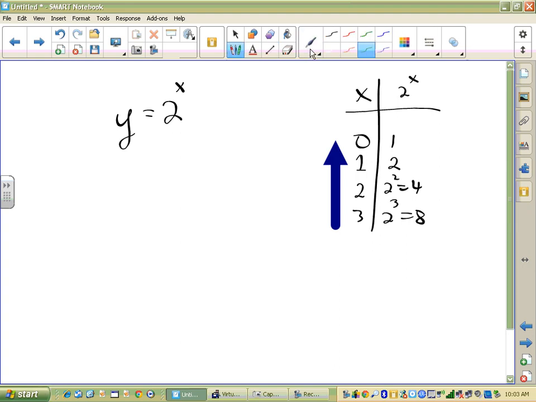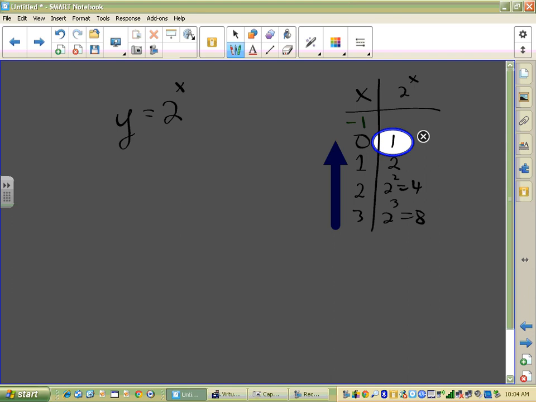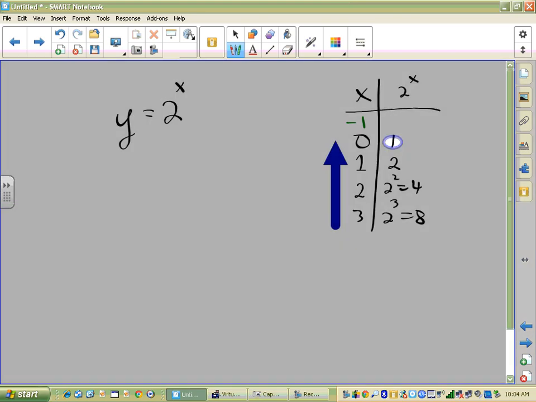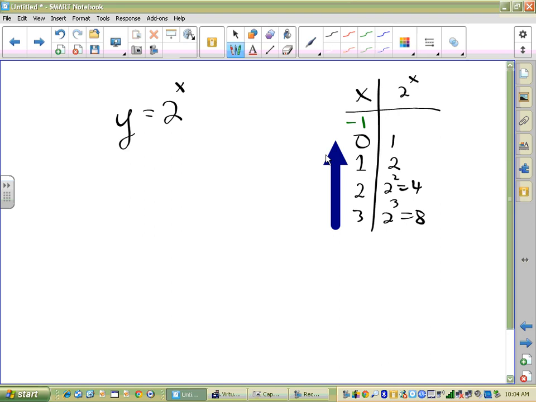So it stands to reason that when we go backward in this sequence to negative 1, we're going to cut that 1 right here in half. We're not going to make it negative, we're cutting it in half, which half of 1 is one half. So 2 to the negative first exponent is 1 over 2.